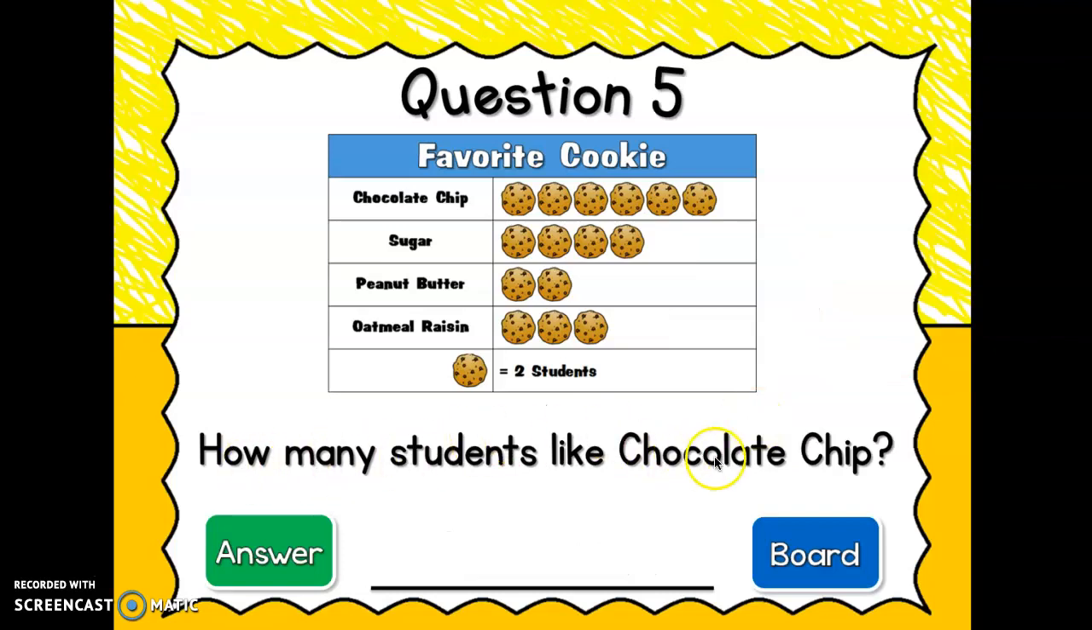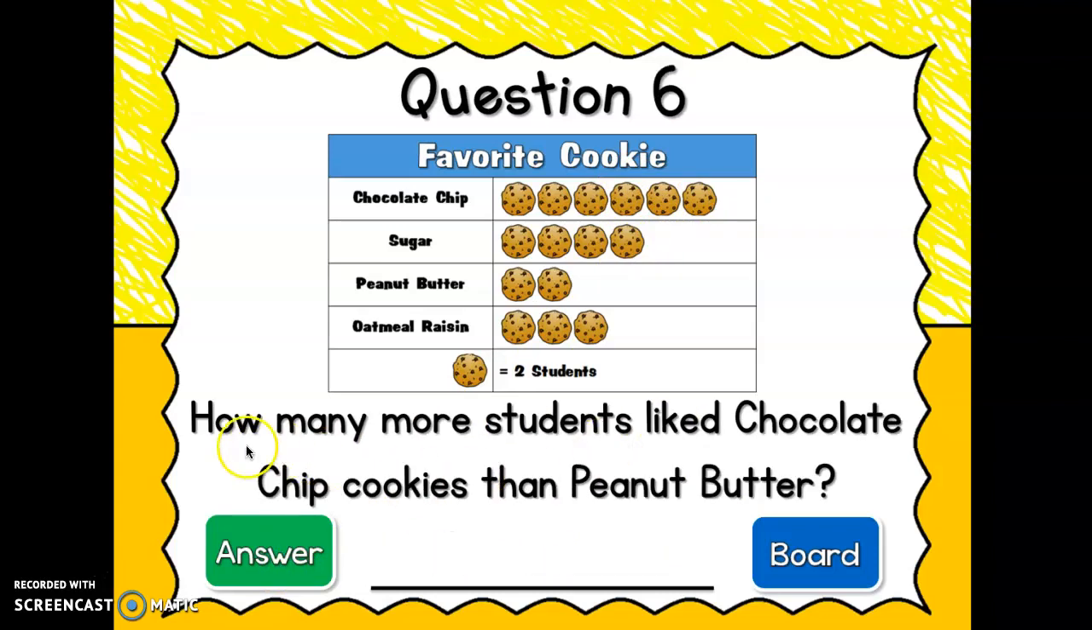How many students like chocolate chip? Ready? Pause if you're not. 2, 4, 6, 8, 10, 12 students like chocolate chip. How many more students like chocolate chip cookies than peanut butter? Ooh, let's solve this together again. I'll give you a hint.